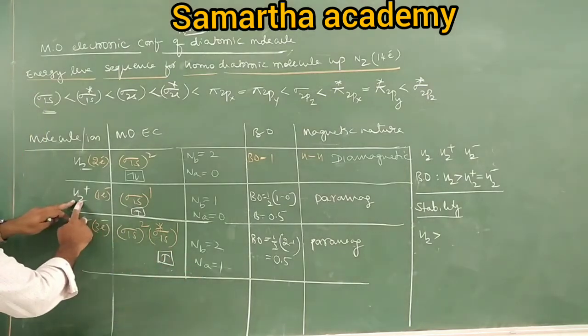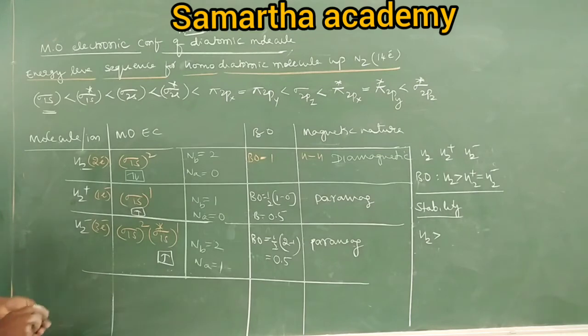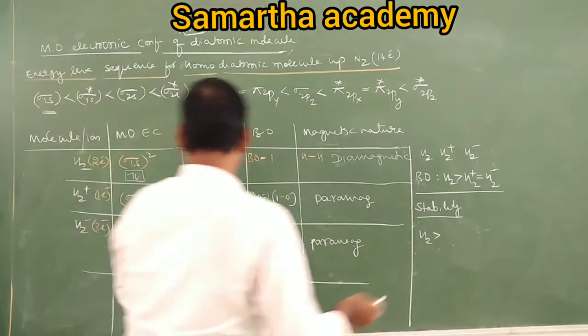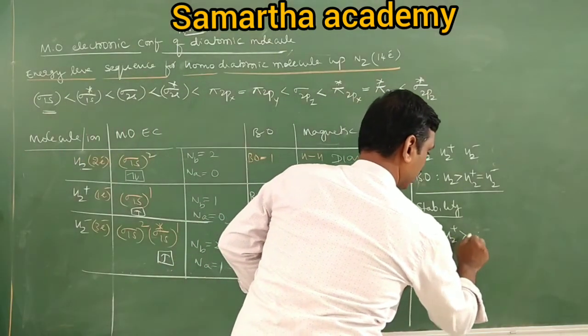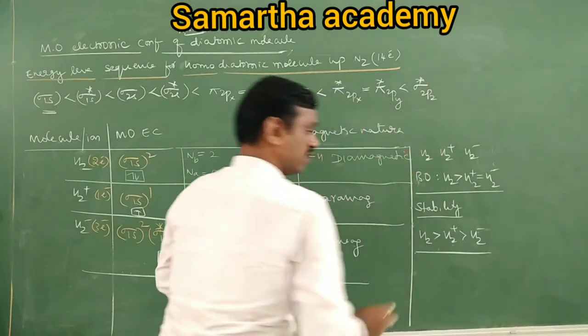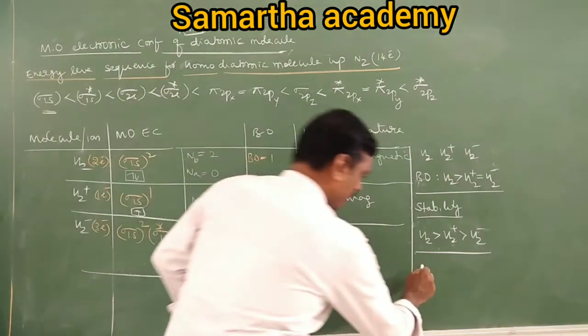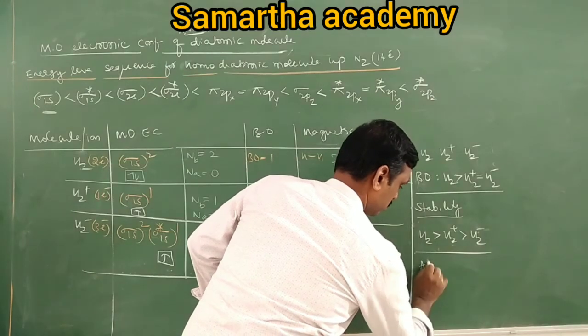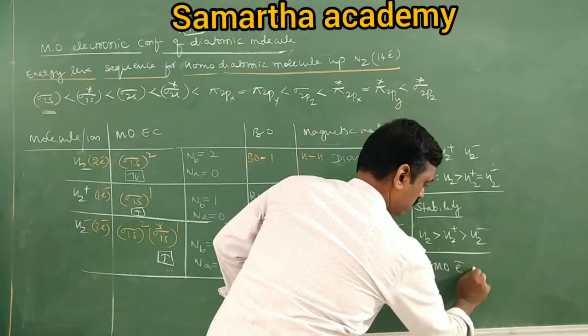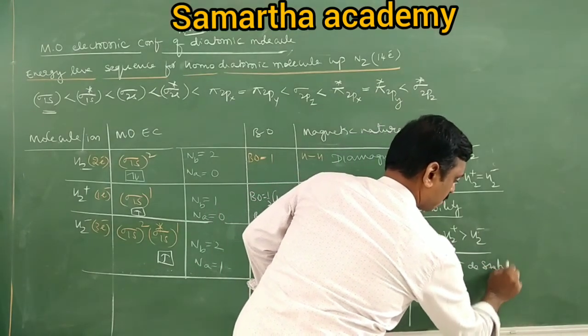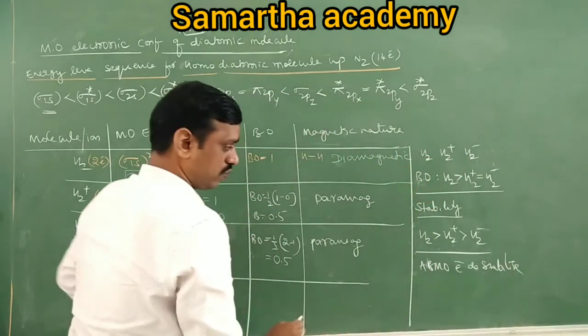Then H2 plus has only bonding electrons. Therefore, even with one anti-bonding electron, stability decreases, right? So now which is more stable? H2 plus is more stable than H2 minus. So here the hint is: anti-bonding molecular orbital electrons destabilize the molecule. ABMO electrons, important, destabilize the molecule.